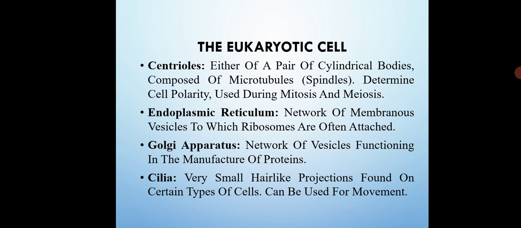Then there is another organelle called the endoplasmic reticulum, a network of membranous vesicles to which ribosomes are often attached. Next is the Golgi apparatus, also a vesicle, which is very important for translation. And cilia are membrane hair-like projections found on certain types of cells, which help the eukaryotic cell, a microorganism, to move.